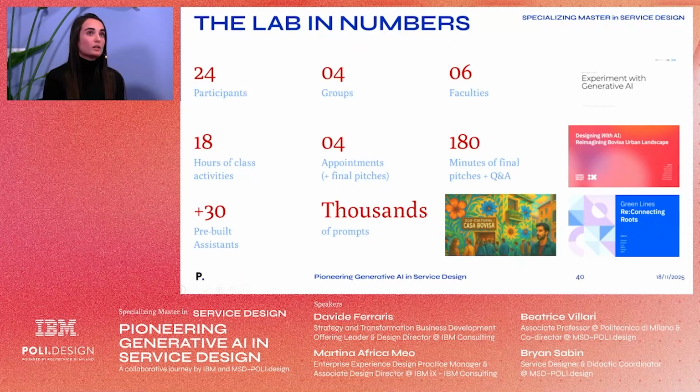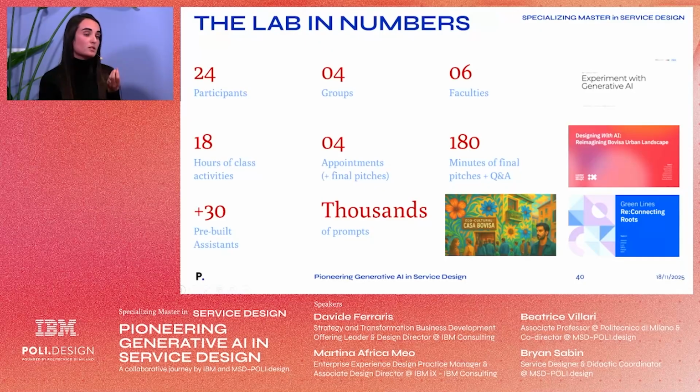Last but not least, here you can find some numbers that highlight the scale, but also the impact of this lab. As mentioned before, the lab involved 24 participants, split into 4 groups, and guided by 6 faculty members. We worked more than 18 hours together, split into 4 different sessions. And the students here had access to more than 30 pre-built GenAI assistants, experiencing the potential of the generative AI applied to the service design process.